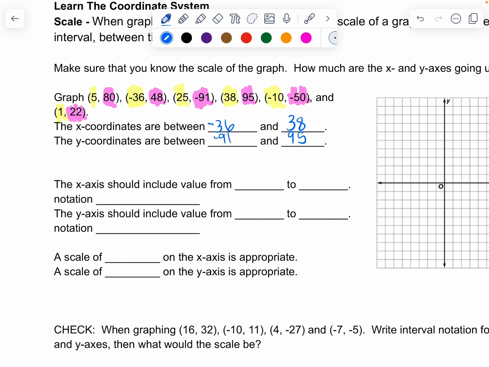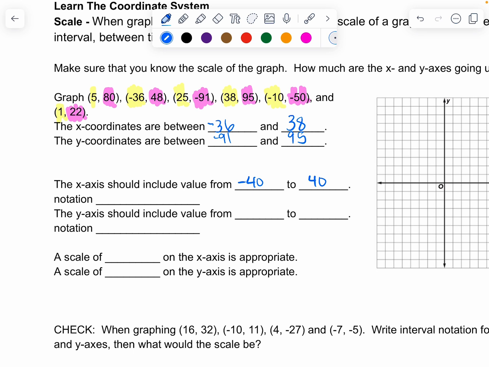No, I want it to go over the same amount. So I'm actually going to pick -40 to 40, because those 40 and -40 are much easier to split in half. Okay? And then there's this thing that says notation, and we're going to go over that in just a second.